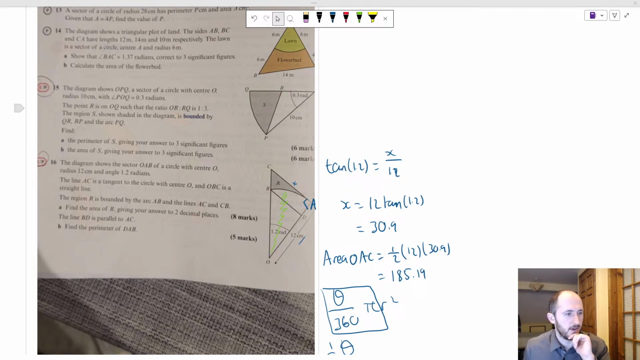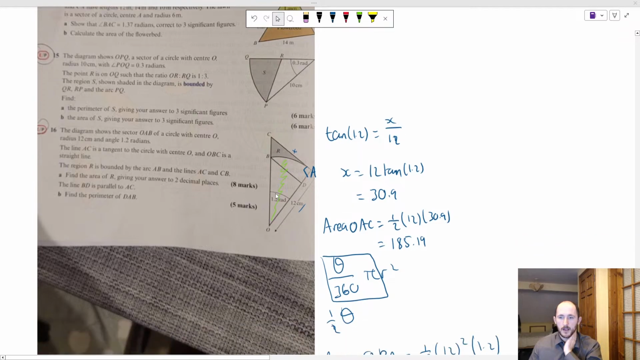That is the area of the shaded region. So, the last bit is find the perimeter of DAB. Okay.